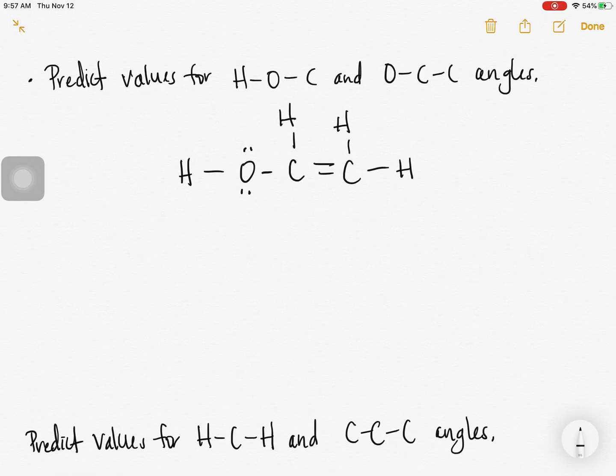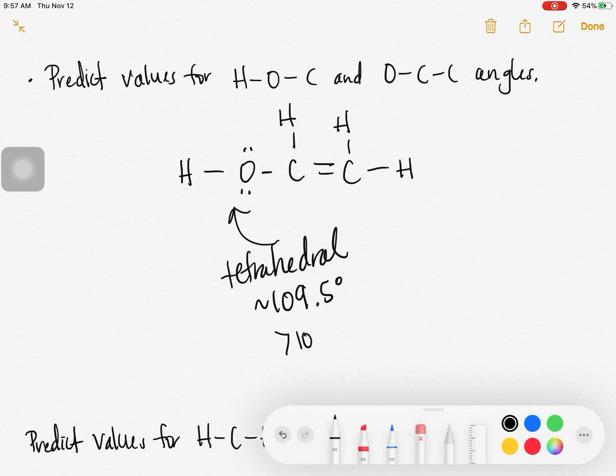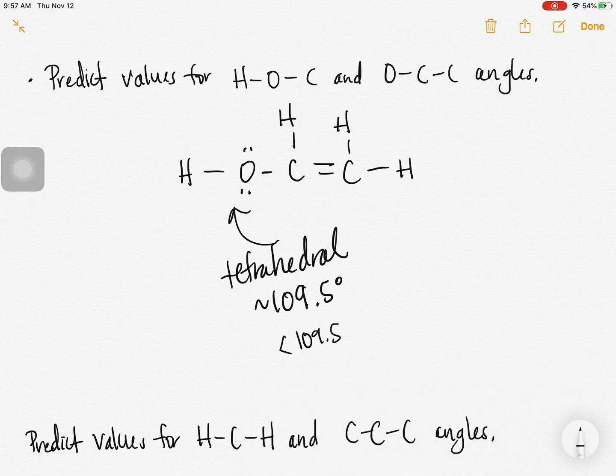So there's two practice problems, and they ask you to predict the bond angles. So you can pause this and try it on your own if you want, but I'm going to go right into it. So predict the values for the HOC bond angle and the OCC. So the HOC bond angle would be HOC. So what's the bond angle here? So surrounding the oxygen, it's going to stem from a tetrahedral, 4 electron domains. Going to be approximately 109.5, although it's going to be slightly less than 109.5 because of the compression from the lone pairs.